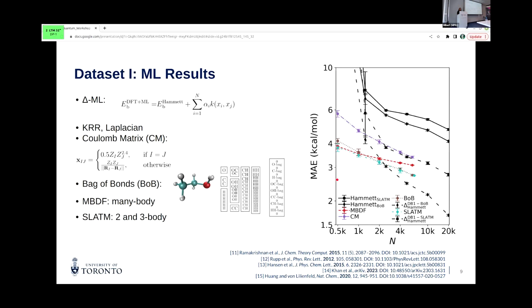And I think the best thing with Hammett is that it's so simple and computationally inexpensive compared to doing machine learning, especially for heterogeneous catalysis. You have to do a lot of calculations to find the relaxed state, and that costs a lot of time and a lot of resources. Yeah.